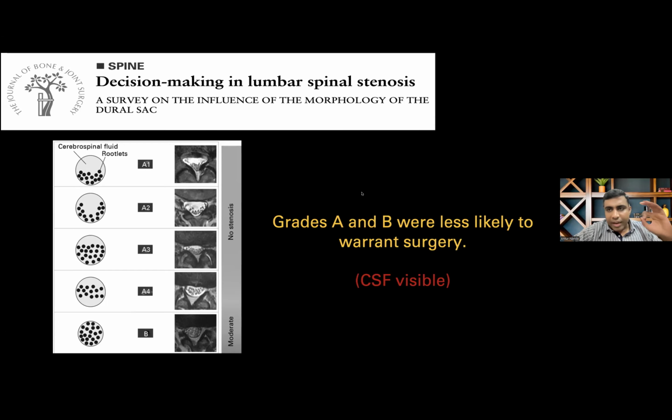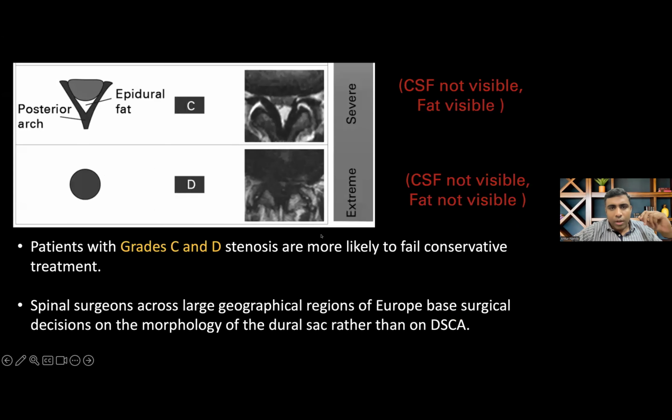So these are the grade As and Bs, the ones which usually will not require surgery. However, grade C and grade D are the ones which will require surgery. How do you identify grade C? It is whenever the CSF is not visible at all and all you see is fat. So whenever you have multi-level stenosis and you're thinking which one to operate, to some extent Schizas grading can help.